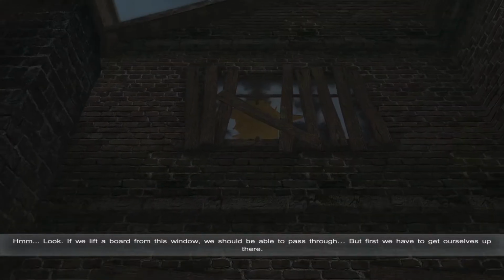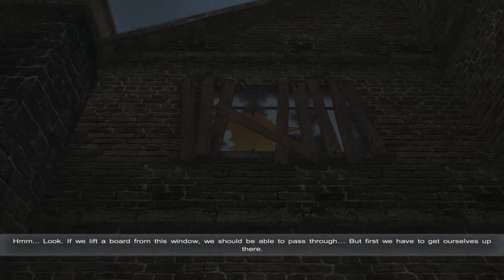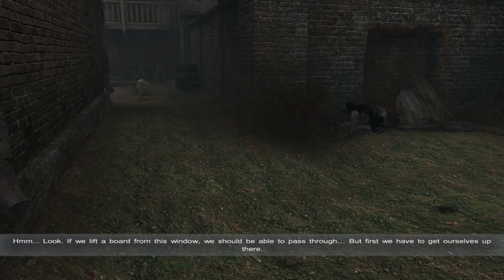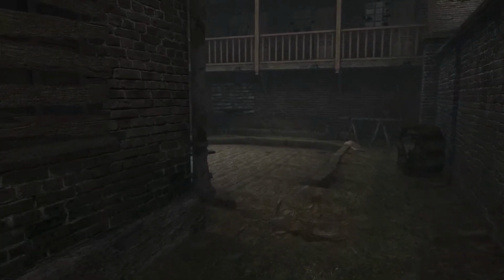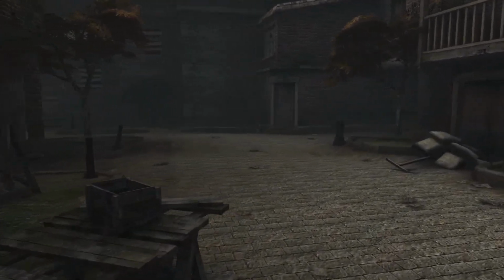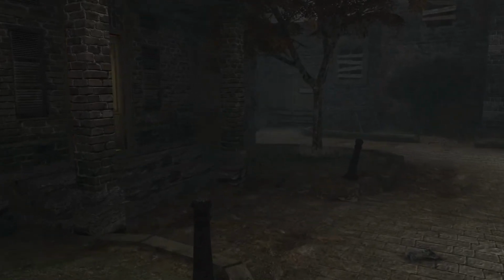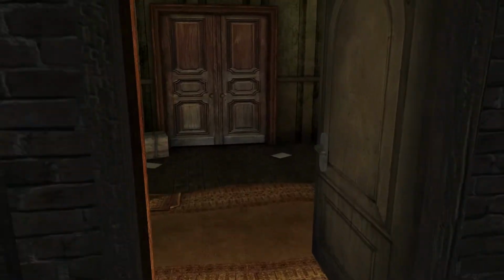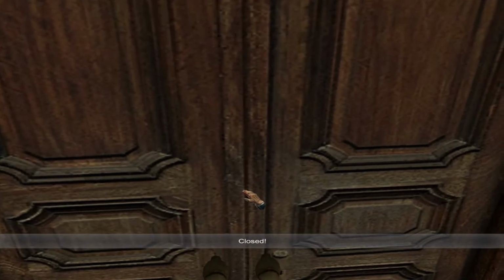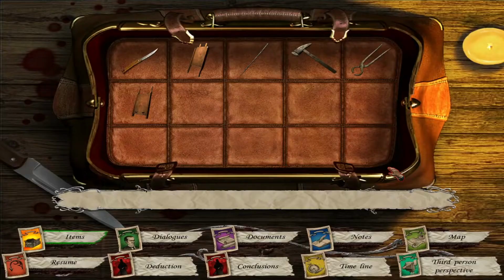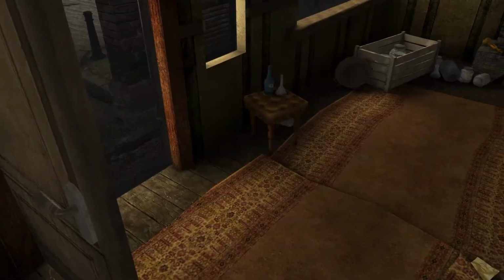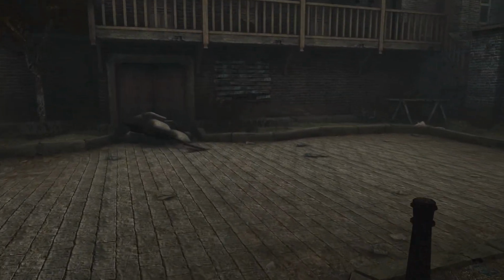Look, if we lift a board from this window, we should be able to pass through. But first we have to get ourselves up there. You are joking, Holmes? Okay, you can stop with that, Watson. We already know I'm joking, of course. Do I need to get the stretcher so we are not carrying a body? So I was mistaken. Closed. So let's grab that. Yes. So we are not using it to carry anything, except ourselves, apparently. I hope.